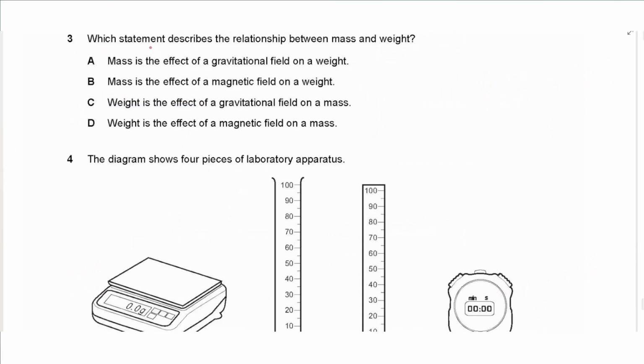Question 3 says which statement describes the relationship between mass and weight? Mass is the effect of gravity. No, mass is a property of matter in general, not affected by gravity. Mass is the effect of a magnetic field. No, weight is the effect of gravity. That's actually correct due to mass. Weight is the effect of a magnetic field. No, so the answer is C.